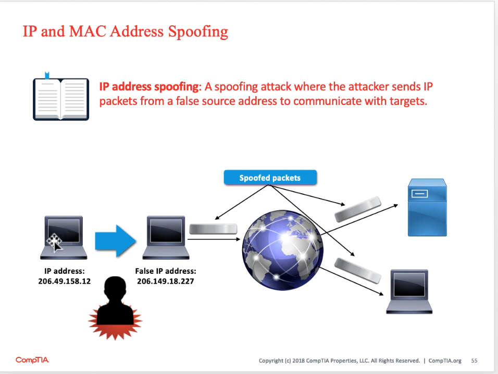So in this case, we have an IP address of 206.49, which is spoofed to 206.149, right? And then the spoofed packets are here, and they get sent out to the server and get returned back to this spoofed address, which ends up going to us.